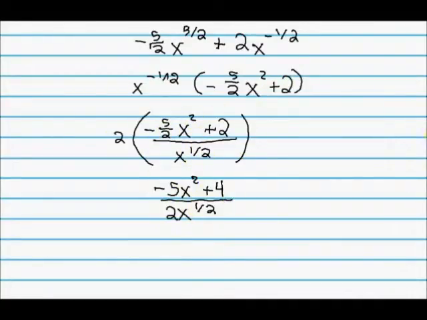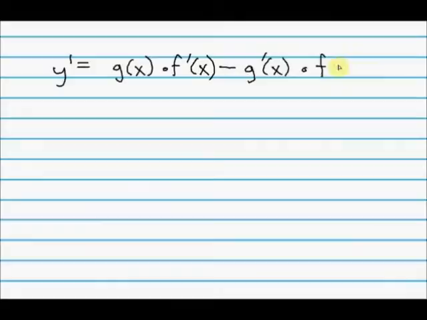Quotient rule is the formula to find the derivative of quotients by multiplying the second function by the derivative of the first, and subtracting the first function times the derivative of the second, all over the second function squared.